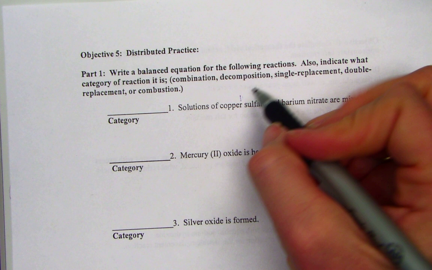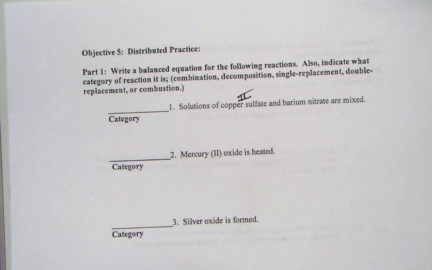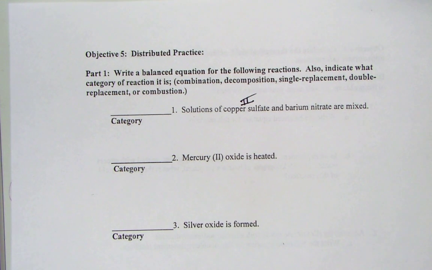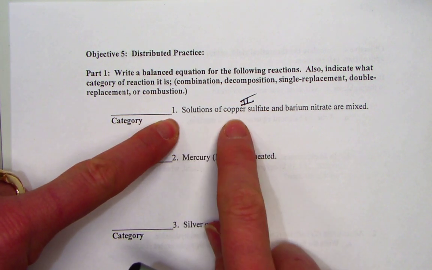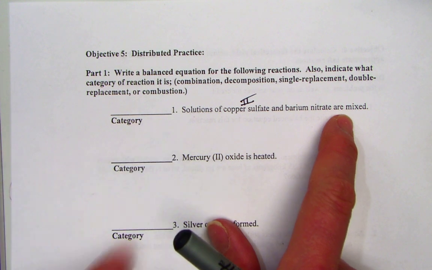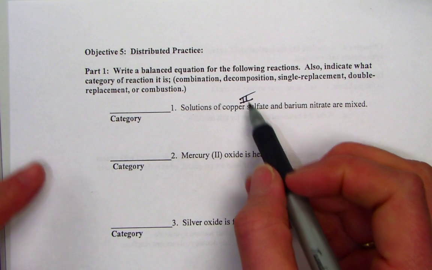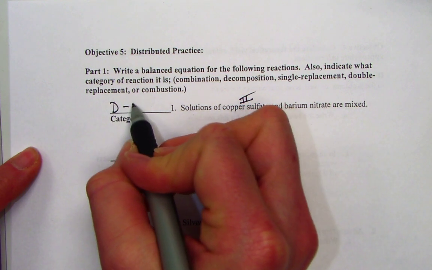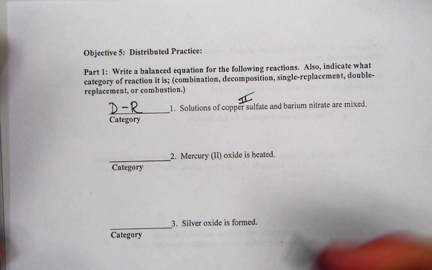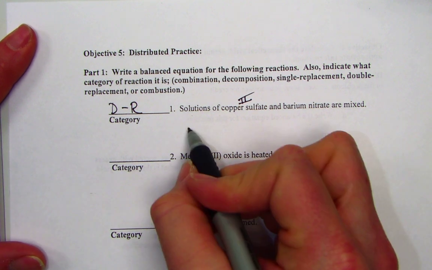In our first one, copper solution with barium nitrate, I needed to, but I don't see it there, put a Roman numeral into the copper 2 sulfate. Without that information, we wouldn't know what the charge is, so that's an error on my part. It says solutions of copper 2 sulfate and barium nitrate are mixed. Copper 2 sulfate is a compound, barium nitrate is a compound. When 2 ionic compounds react, we have a double replacement category.